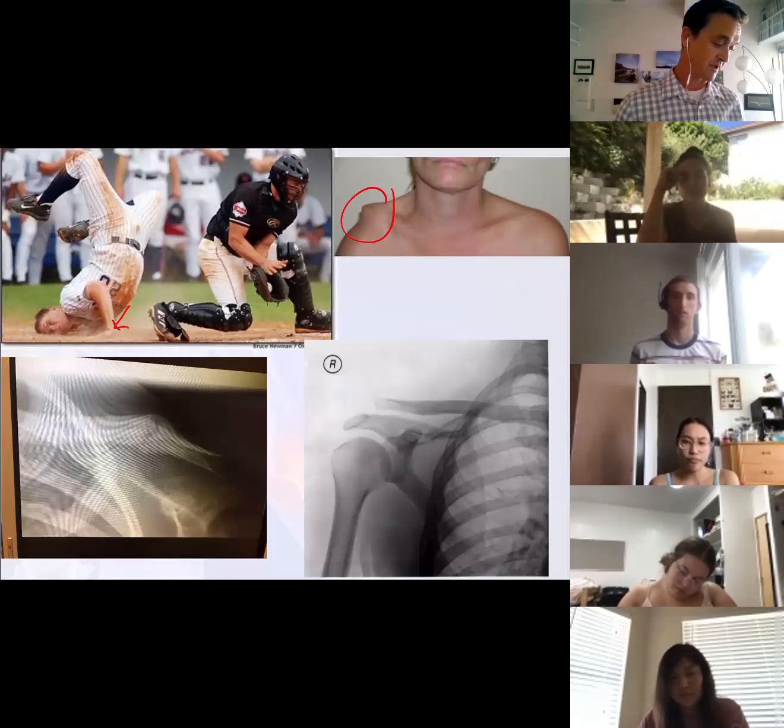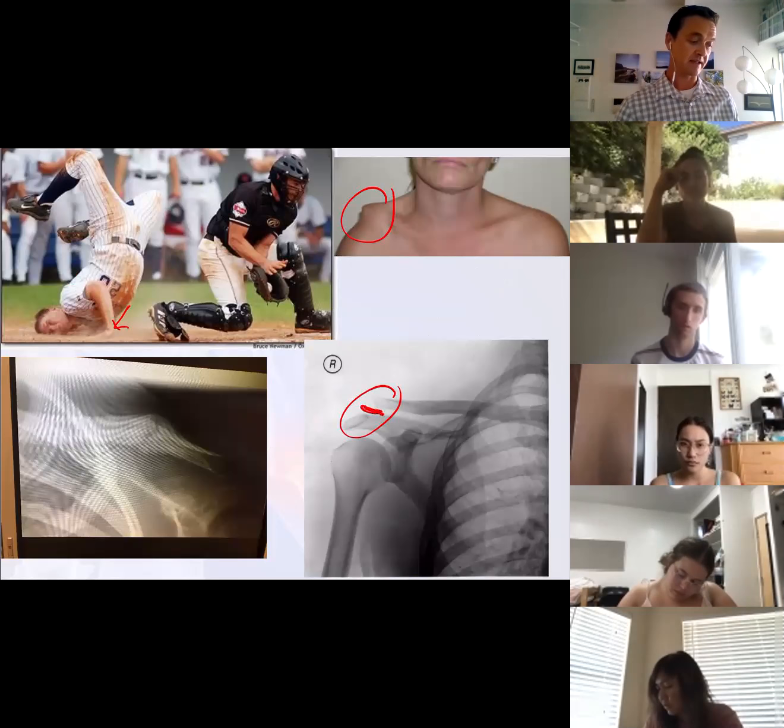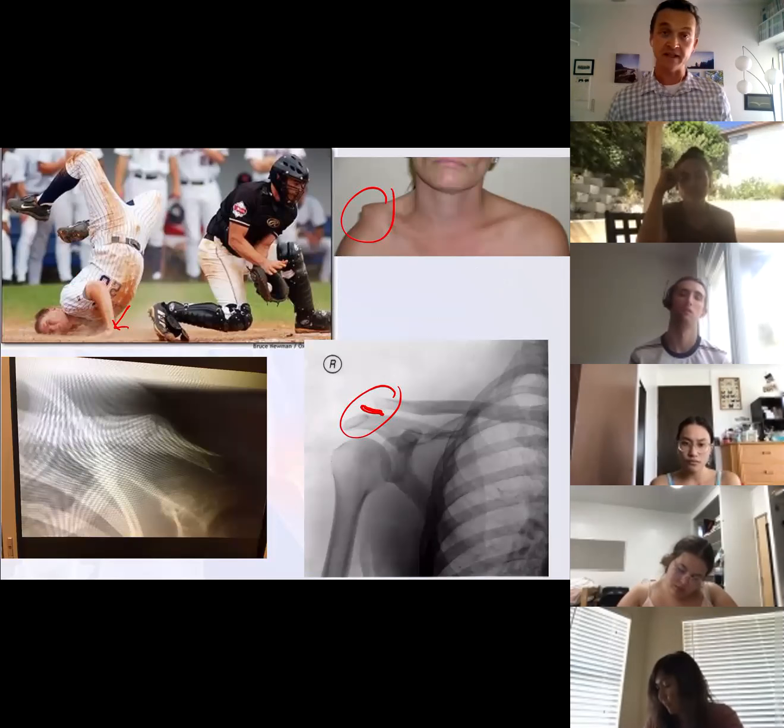That's a shoulder separation. We can see what the x-ray looks like. There's no broken bone in there, but that AC joint is now separated. So it's different than a dislocation. That's not a shoulder dislocation. That's a shoulder separation. That's a different injury.